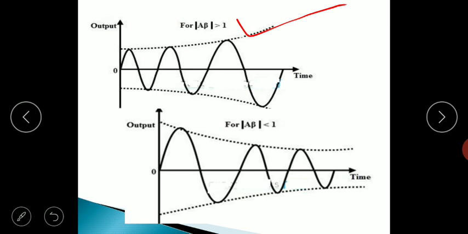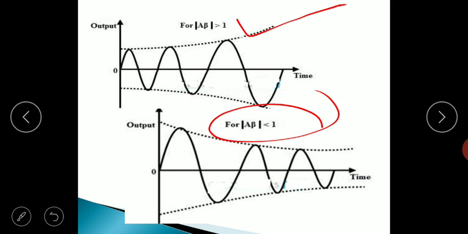That is, when the magnitude of A beta is greater than 1, we get overdamped oscillation. But if you make A beta less than 1, then we get oscillations whose amplitude goes on decreasing, and these are called underdamped oscillations. So when A beta is greater than 1, you are getting overdamped oscillations. When A beta is less than 1, you are getting underdamped oscillations. And when A beta is equal to 1, you are getting what is called sustained oscillations or undamped oscillations.